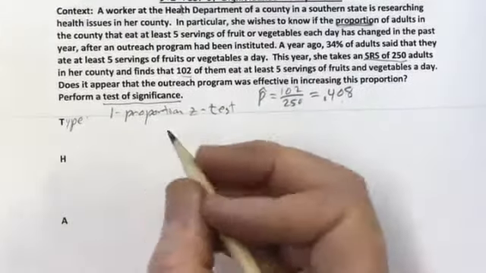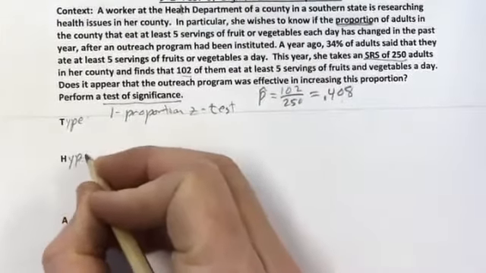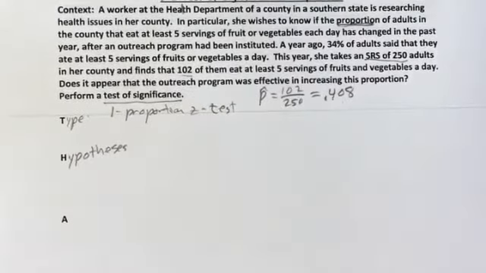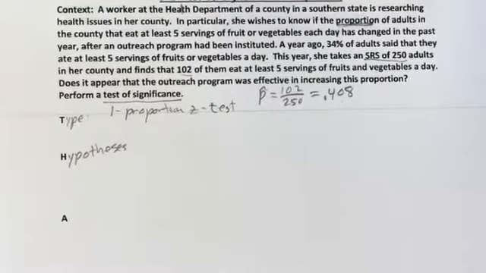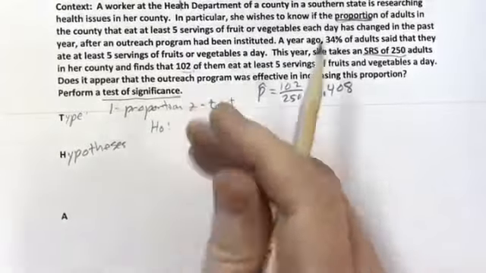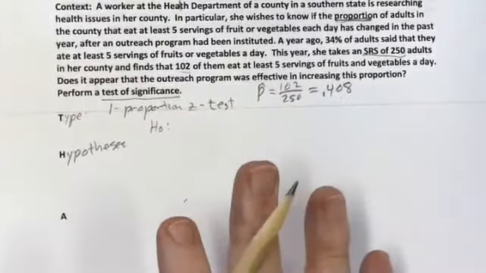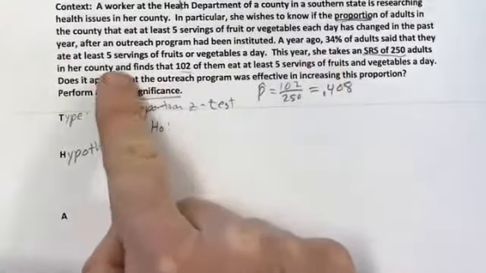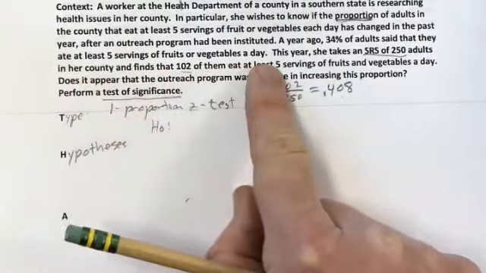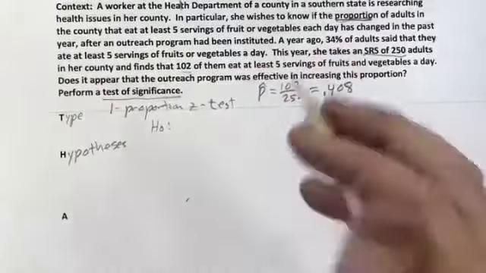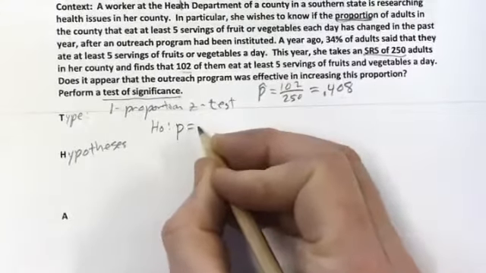The second thing, and this is new to this chapter, is hypotheses. It was mentioned in section 1. And so we need a null and an alternative hypothesis. Our null hypothesis is just going to be whatever's claimed is true, the status quo, or no change, no difference. He said a year ago, 34% said they ate at least 5 servings of fruits and vegetables, and now we're seeing if that's changed. So the status quo is that P is equal to 0.34.